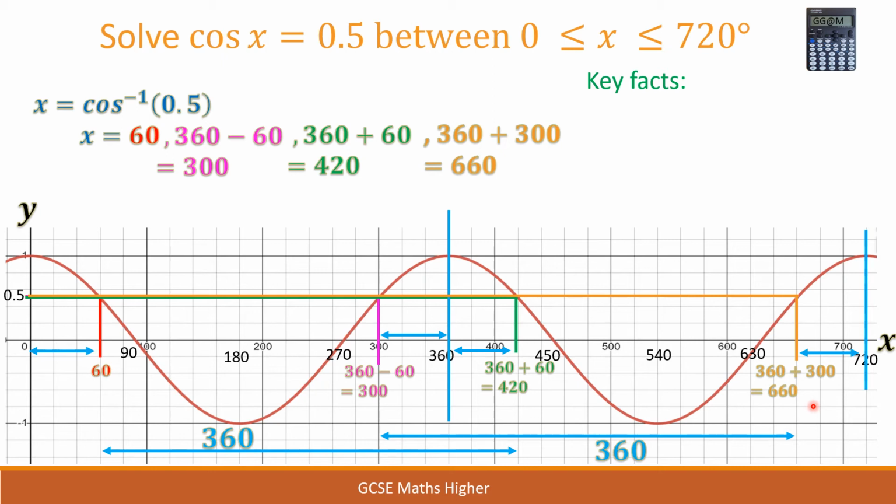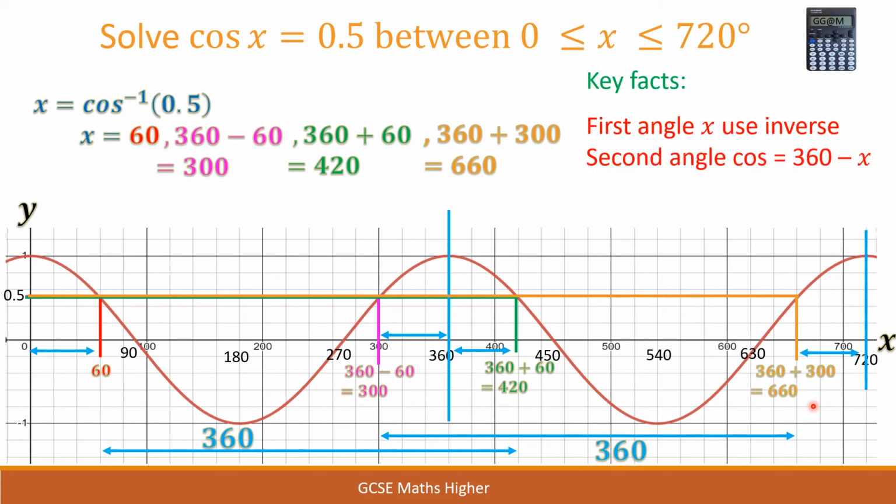Now, the key facts which will always work for every single question are that to find your first angle, x, you need to find the inverse. To find the second angle on the cos curve, it is always 360 minus that first angle. That is a rule that always works. Because of the shape of the graph, this distance here will always be the same as the initial distance on the left.